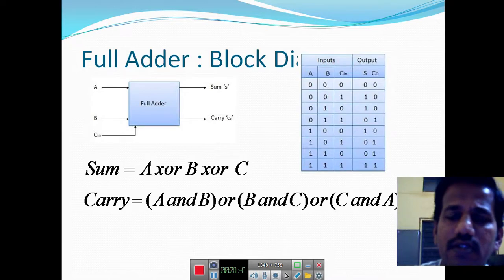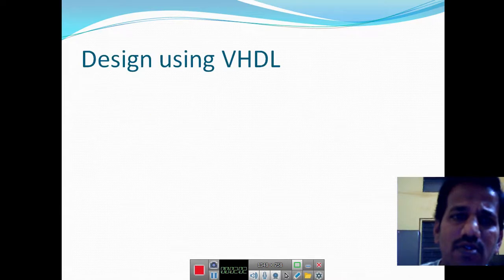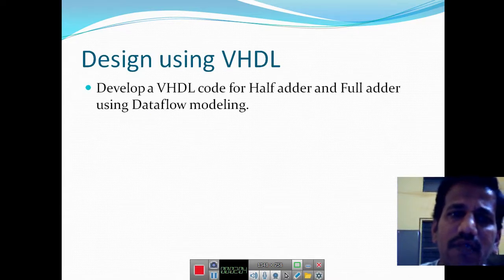And you can see the truth table. Here the truth table consists of three inputs and two outputs. We have three inputs, so therefore we have 8 combinations, 2 to the power 3 equal to 8 combinations of input. So for the 8 combinations, the full adder circuit generates the sum and carry, and its values are denoted in the truth table. So in this tutorial we will develop a VHDL code for half adder and full adder using Dataflow modeling.